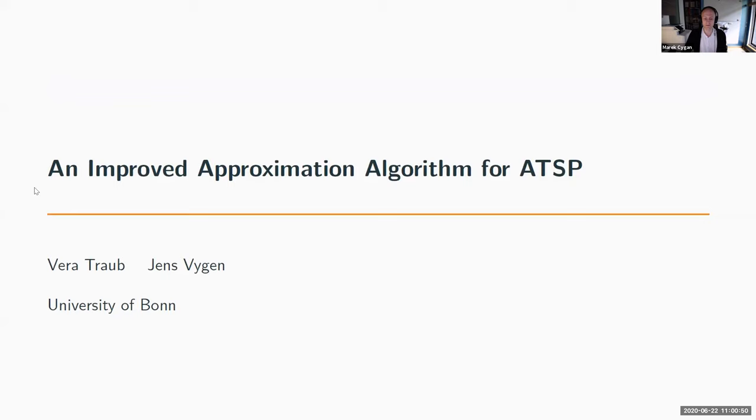So the session is about TSP, while the first three talks will be about approximation algorithms, and the last one will be an exact algorithm. So with this, let's start. The talk will be about an improved approximation algorithm for ATSP, and the talk will be given by Vera Traub from the University of Bonn. So Vera, the floor is yours.